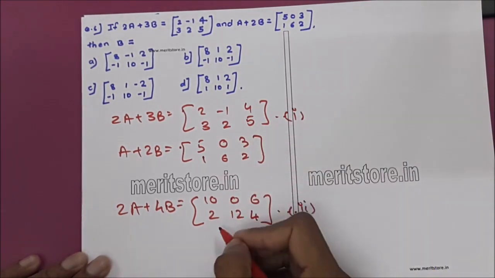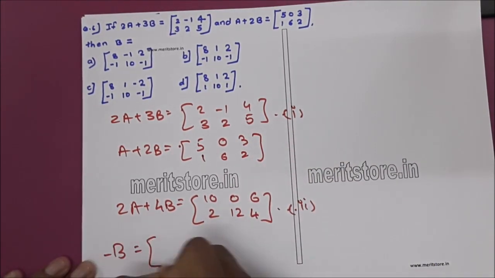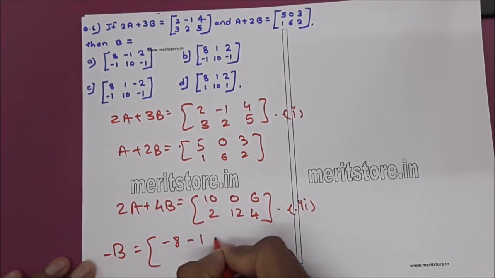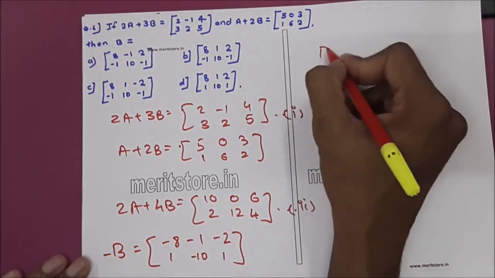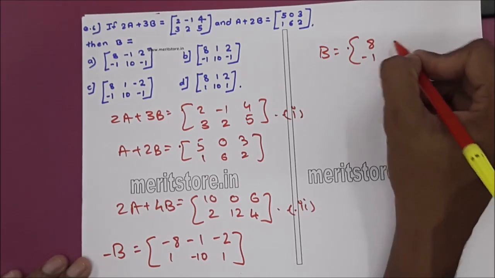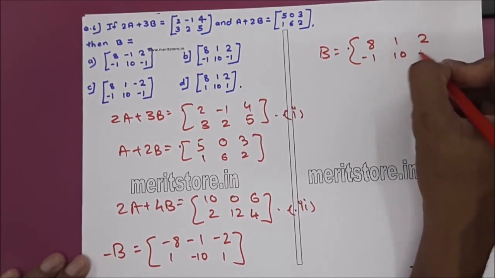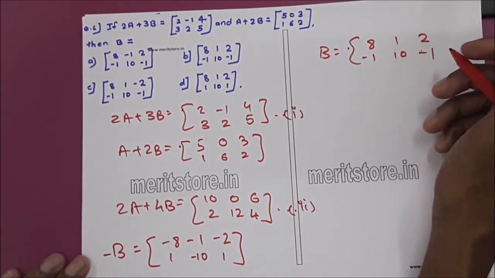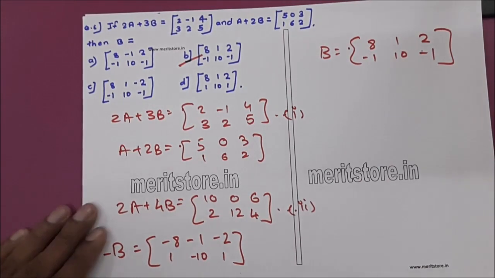Solving 1 and 2, we subtract 1 and 2, we get minus B equal to [-8, 1, -2; 1, -10, 1]. Therefore we get B is equal to [8, -1, 2; -1, 10, -1], which is option B. Option B is the correct answer.